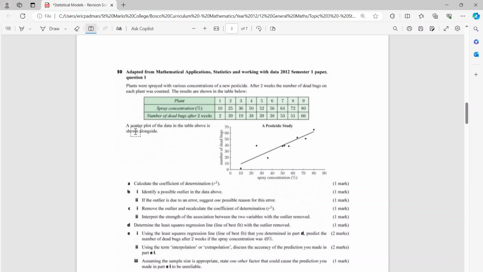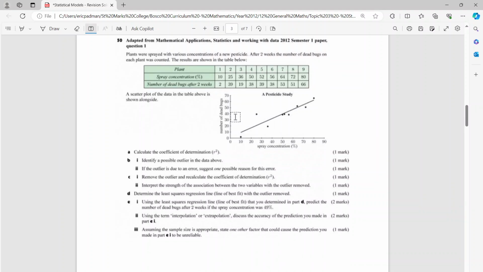All right, so we have another modeling question. Plants were sprayed with various concentrations of a new pesticide. After 2 weeks, the number of dead bugs in each plant was counted, and the results are shown in the table below. Let's have a look. That would be your outlier, so that's your outlier there. There's your A.